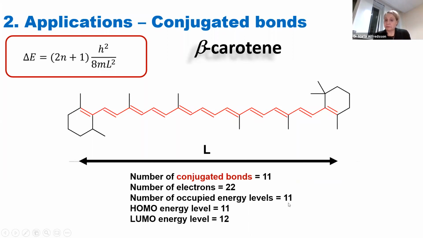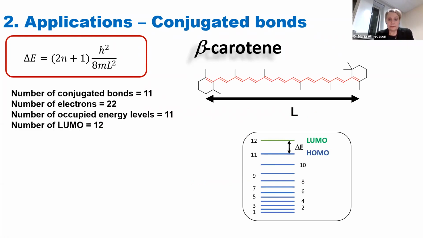I have 11 energy levels occupied. So my HOMO will be n equals 11, and my LUMO would be n equals 12. So then I have my n, which is 11, because that corresponds to the highest occupied energy level.